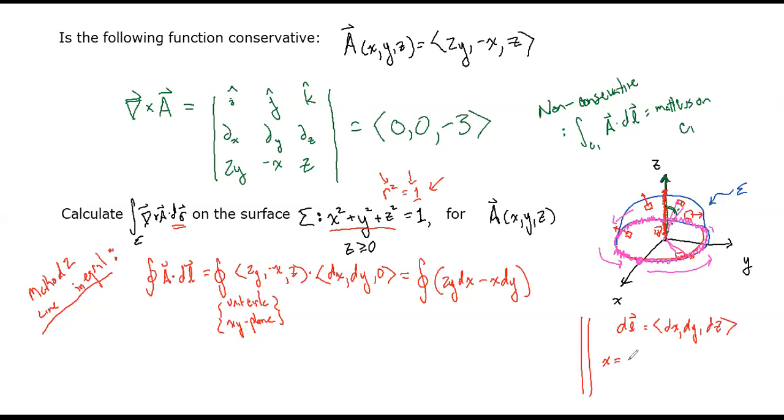So x is unit circle, so it's just cosine of t. y is sine of t, right? So basically starting at the positive x-axis and walking around the circle, and t goes between 0 and 2 pi. Which means that dx is minus sine t dt, and dy is equal to cosine t dt. That's it, just plug everything in.